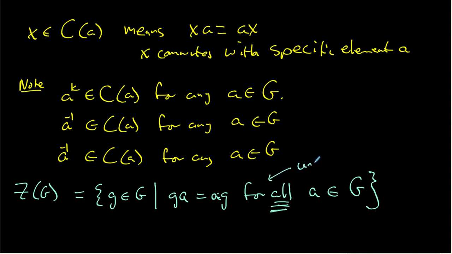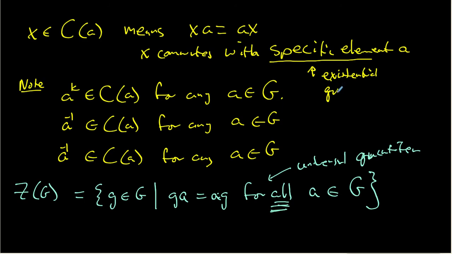That is a universal quantifier that's buried in the definition. And up here in the centralizer for a particular element, we are doing this with respect to a specific element, that is an existential quantifier. You get into a particular element's centralizer by commuting with that particular element. You get into the center by commuting with everybody.